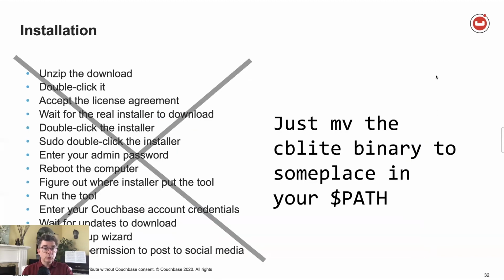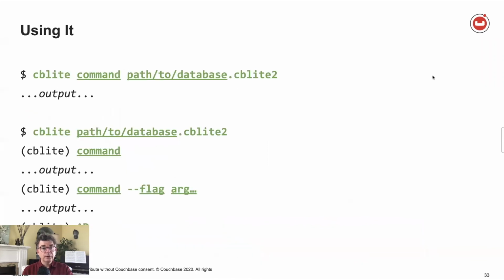Installation is really quite simple. Once you've downloaded it, you just put it somewhere in your shell's path so that your shell can find it. It's one of these tools that takes a subcommand as the first argument, sort of like Git and a bunch of other programs. So you can use it one-shot by saying cblite, then the subcommand name, then the path to the database, and it will do its thing and then return to the shell.